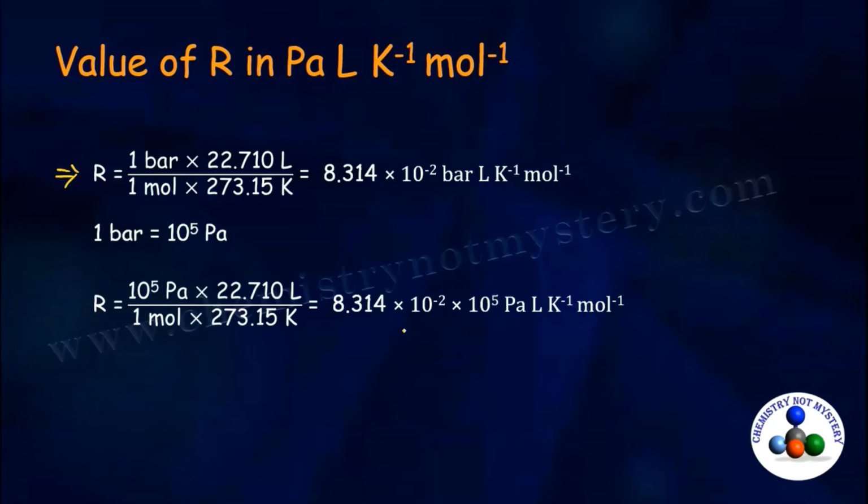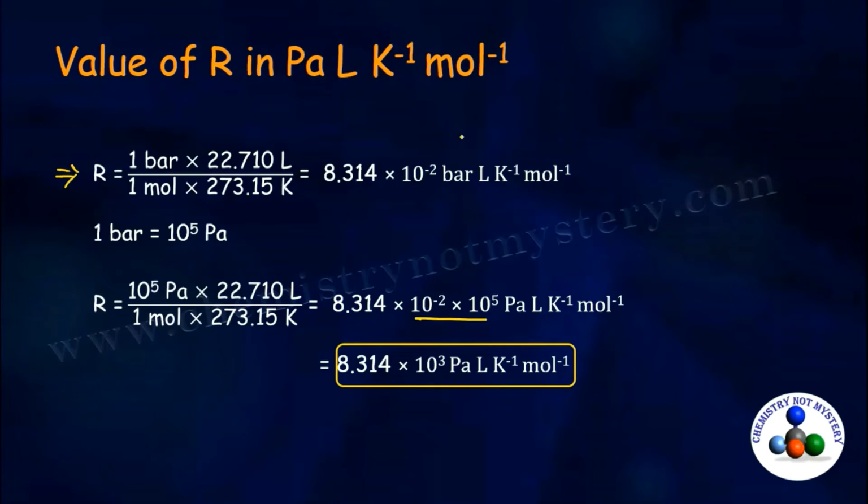And on solving it, you will get 8.314 multiplied by 10⁻² multiplied by 10⁵. When you solve it, you will get 8.314 × 10³ Pascal liter per Kelvin per mole. Or you can directly multiply this value by 10⁵ Pascal per bar. So when you solve it, bar will get cancelled out with bar and you will directly get the answer in Pascal liter per Kelvin per mole.